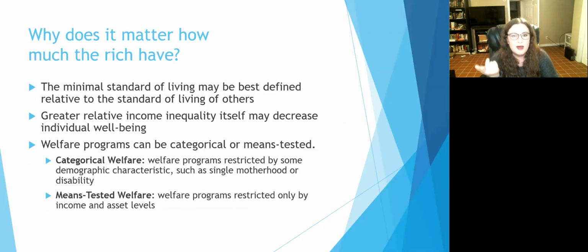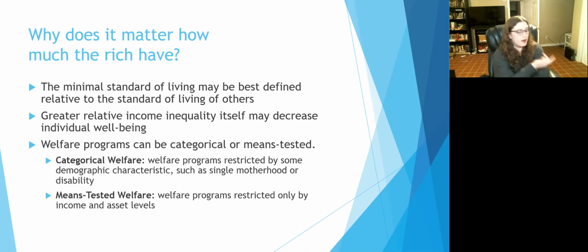So why does it matter how much the rich have? Because we were talking earlier about the differences in income between the poor and the rich. Well, the minimum standard of living can kind of be defined as the relative standard of living to others sometimes, right?